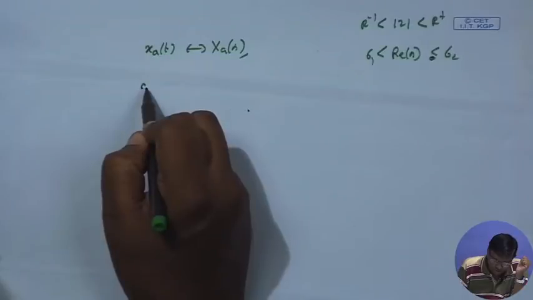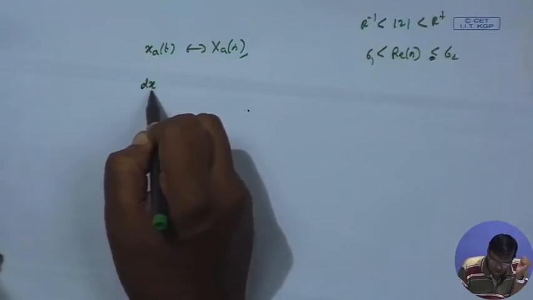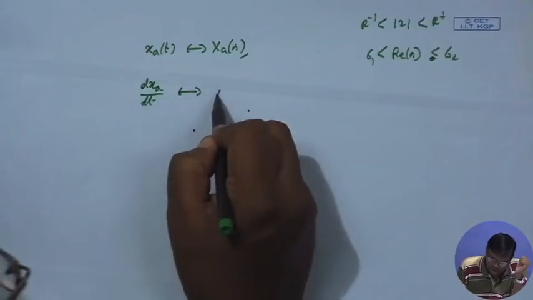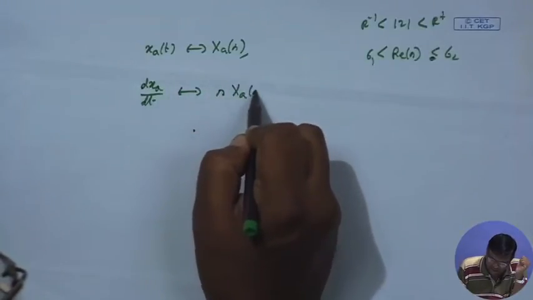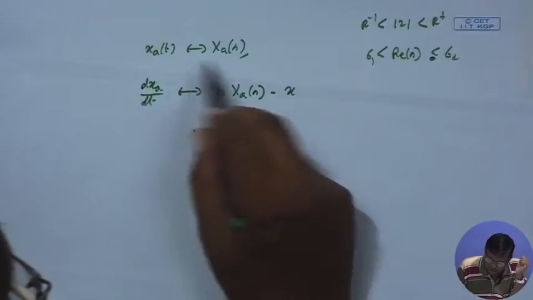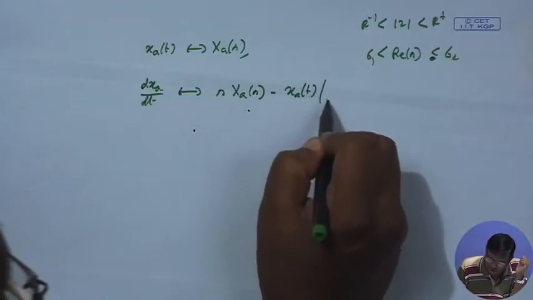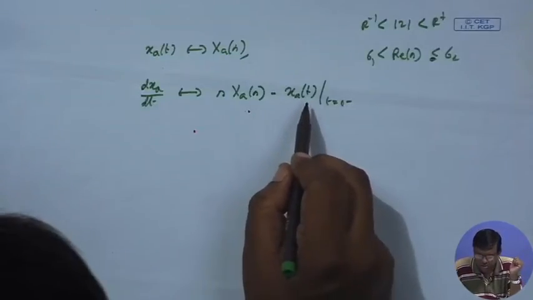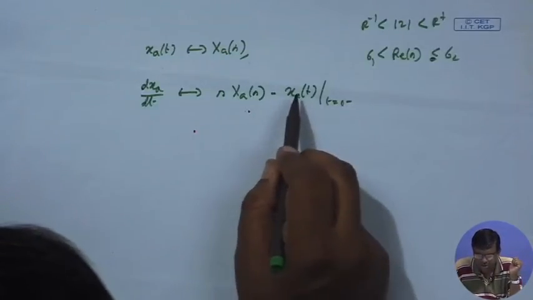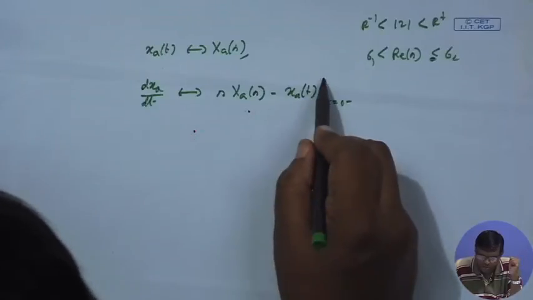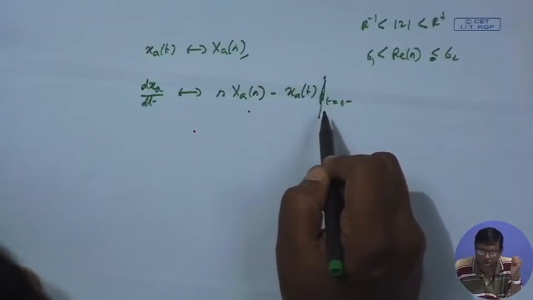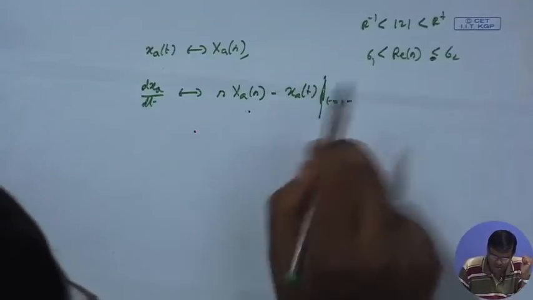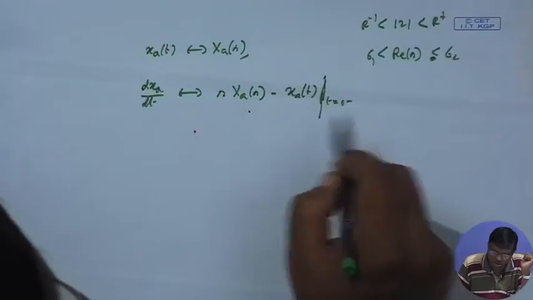Then dx_a/dt, its Laplace transform is given by s times X_a(s) minus this function at t equal to 0 minus. So, it is the initial condition. At 0 minus, it is the initial condition. But I am considering that the signal and system are all switched on at t equal to 0, so at t equal to 0 minus they are 0. At 0 plus the signal comes and all that. So, this x_a(t).